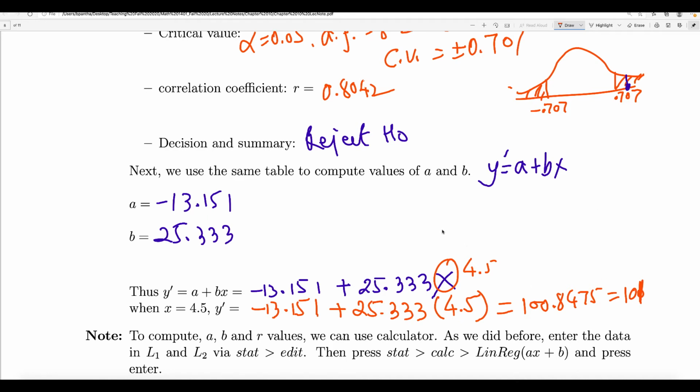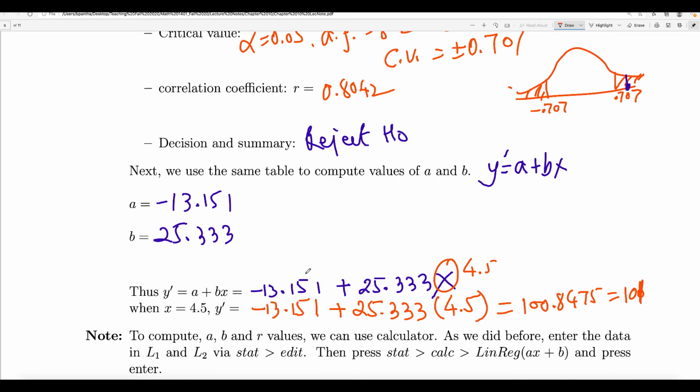That's why y is the number of murders. So if there are 4.5 thousand robberies, then at that time there were 100.84 thousand murders. You can predict that way, depending on our findings, okay?